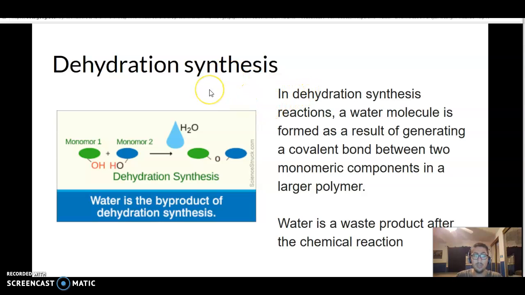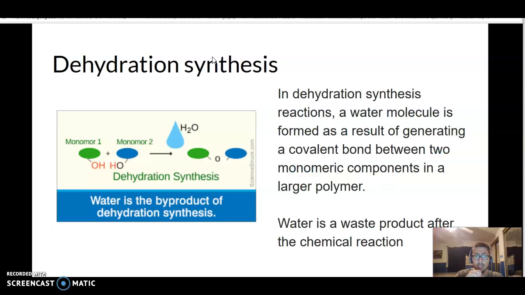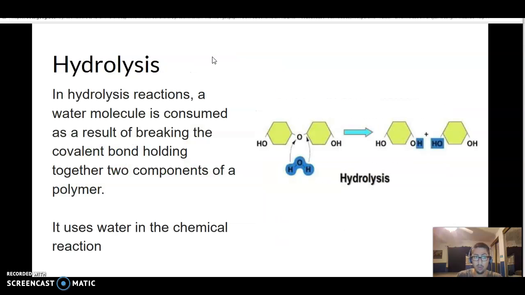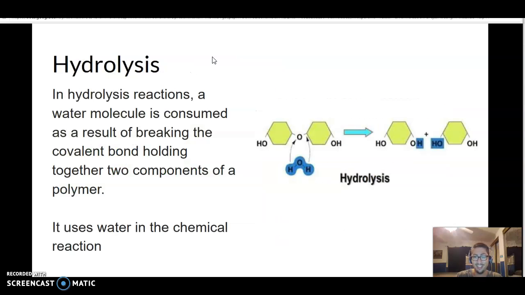So we can go on to the next thing, which is similar, hydrolysis. Now what hydrolysis is, hydrolysis uses water. It uses water and it is integrated into the end of the reaction, right? Dehydration creates water. Hydrolysis uses water, all right? Creates water, uses water. We want to keep that in mind as you go into Stemscopedia.